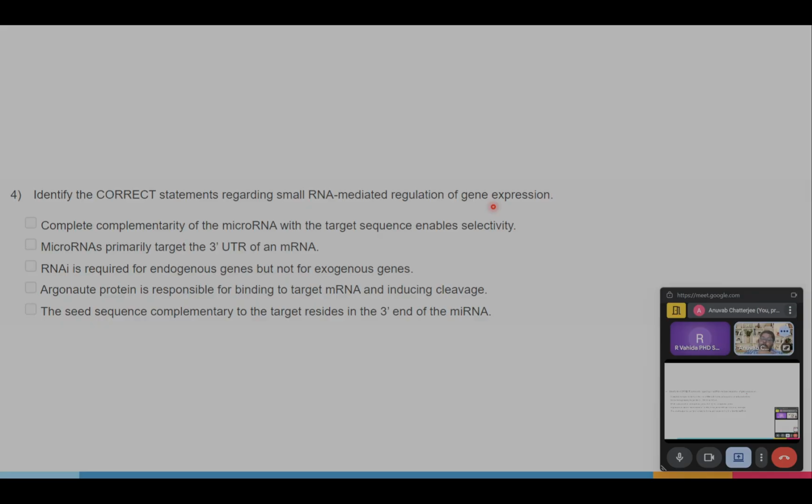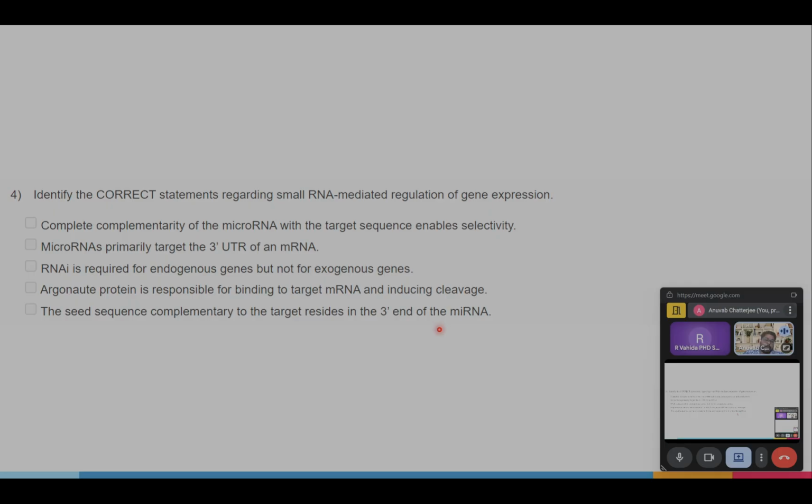The options are: complete complementarity of the microRNA with the target sequence enables selectivity. MicroRNA's primary target 3' UTR of an mRNA. RNAi is required for endogenous genes but not for exogenous genes. Argonaute protein is responsible for binding to the target mRNA and inducing cleavage. And final is the seed sequence complementarity to the target resides in the 3' end of the microRNA.